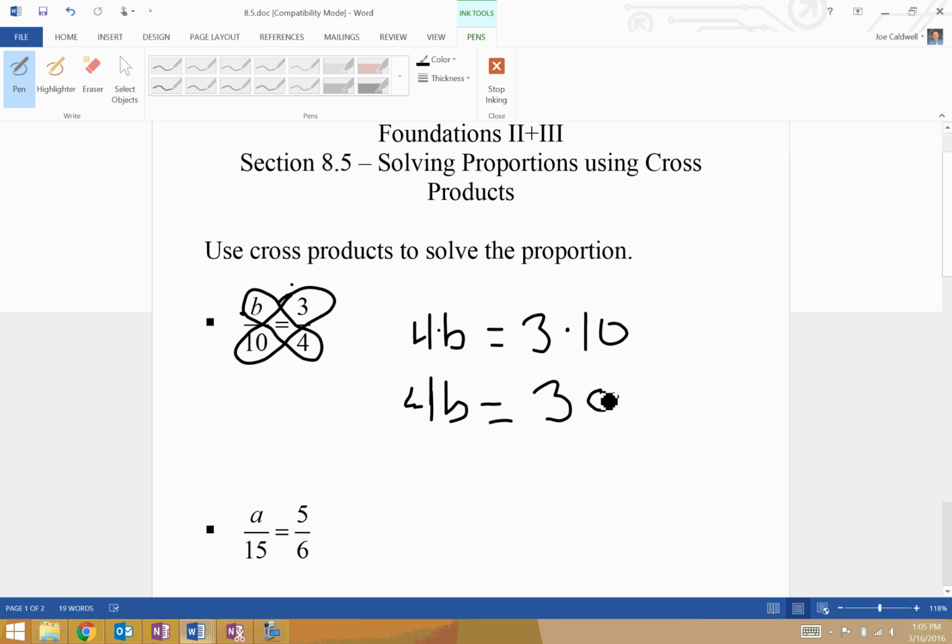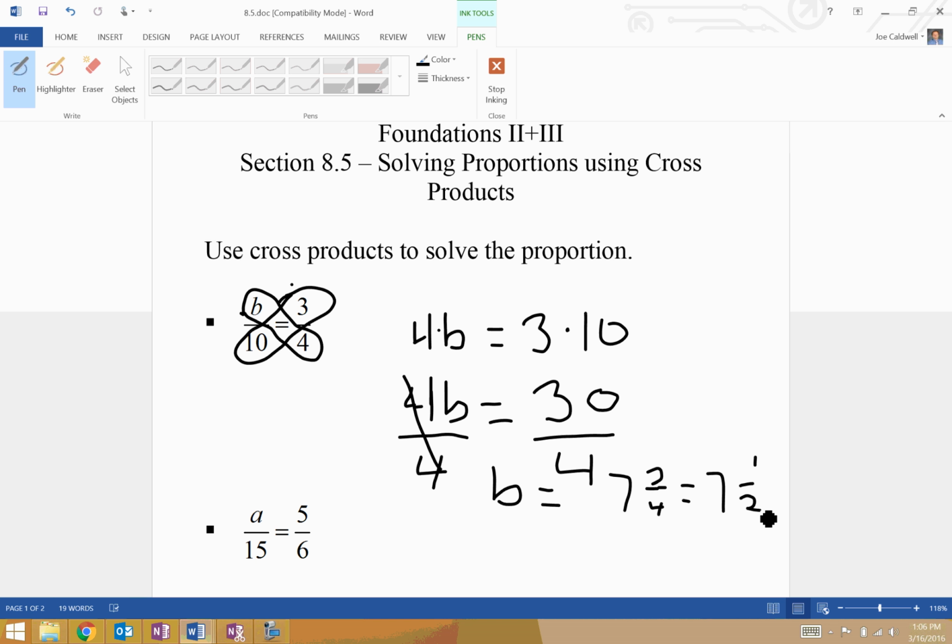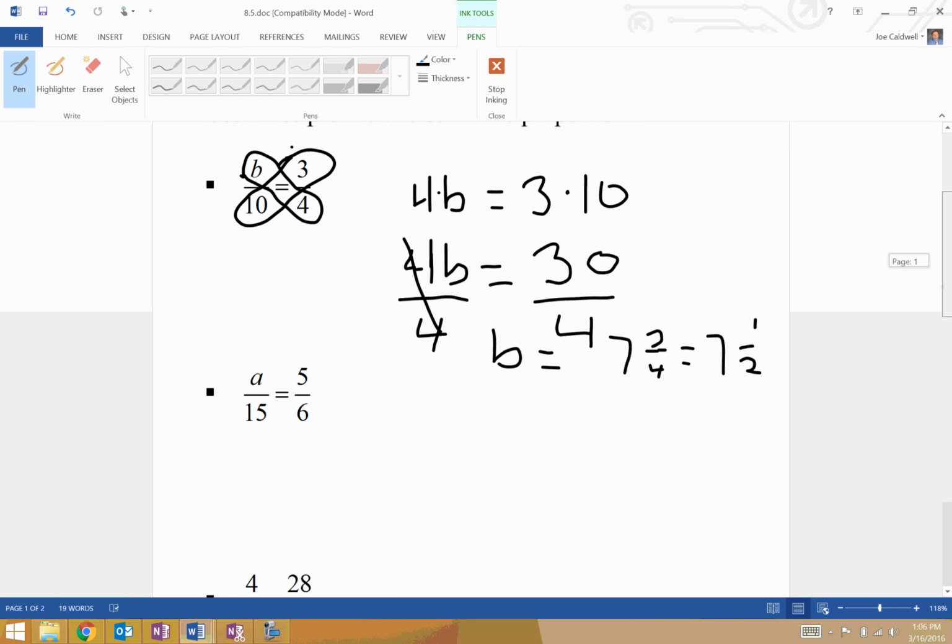Then we need to use our algebra skills to say, how do we get rid of that 4 times b? Well, we need to divide this side by 4, and we need to divide this side by 4, and we get b equals 7 and 2/4, sorry for the messy writing here, which is 7 and 1/2. So again, cross products are equal to each other in a proportion.